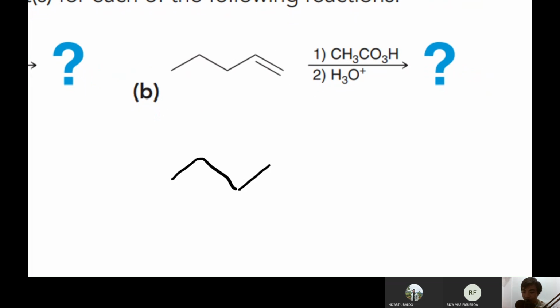Madali lang. Lagay mo muna kung saan kakabit yung OHs mo. Then, check if that is a stereo center. Is this stereo center? Yes. Kasi may hydrogen, may OH, may 3 carbon groups ka dito, tapos may isa doon. Okay? So this is a stereo center. So pwede itong nasa harap, pwedeng nasa likod. Okay?